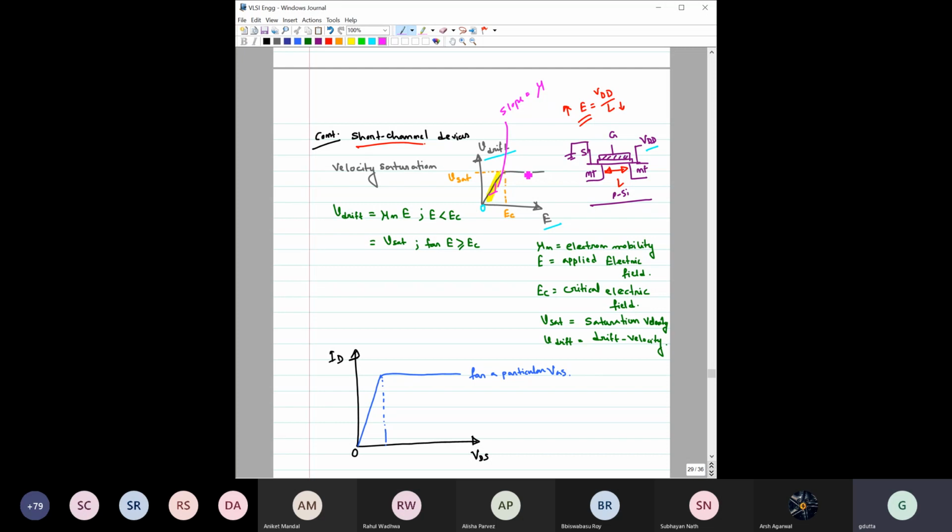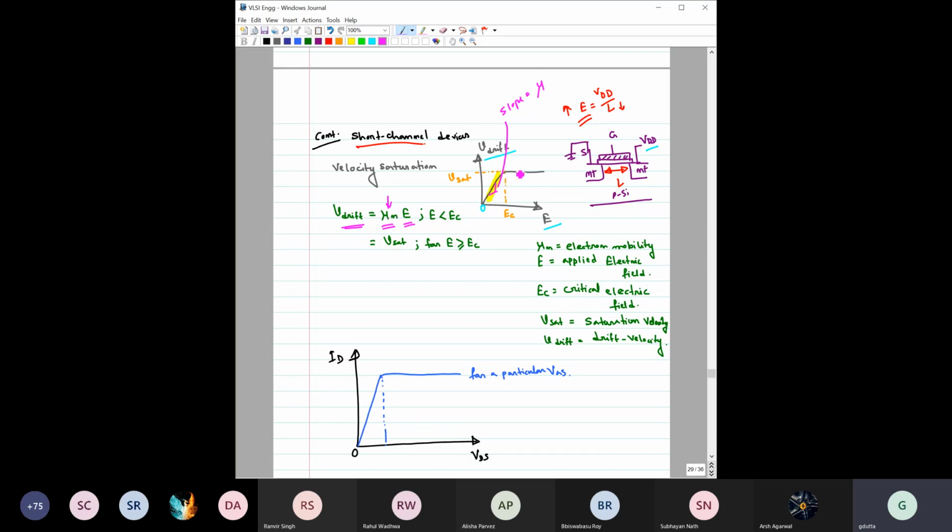Now once you have crossed this EC, there is no concept of mobility. Remember that there is no concept of mobility. Mobility just defines the slope, meaning if you increase the electric field, what should be the change in drift velocity dv. It is just that, nothing else.